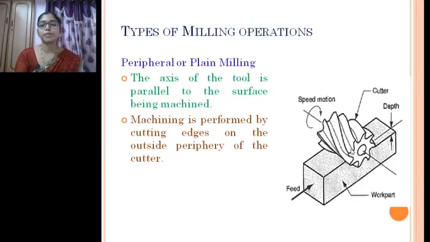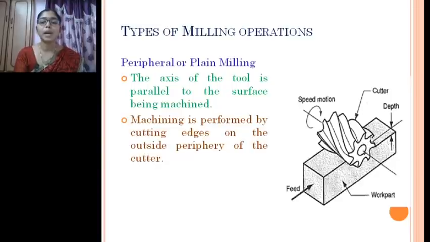Here in this figure you can see a milling cutter, which is used for milling operation. Each tooth will be acting like a single point cutting edge, and in that way multiple edges will be participating in the material removal process. As multiple edges are participating in material removal, this operation is called a multi-point cutting tool operation.